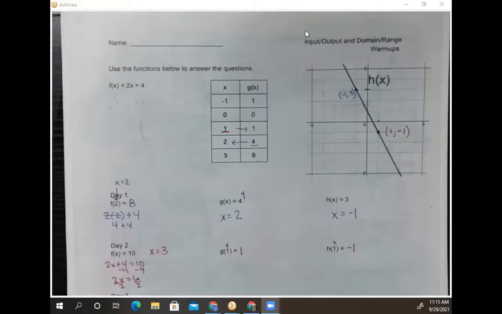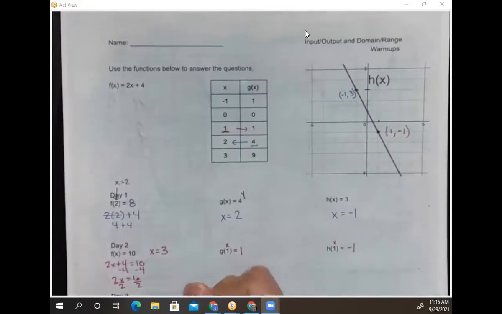Okay, we're going to start today with our warm-up problems. So we're on day 3. For our first problem today, we're looking at f of x to start. And what we have here is that f of x equals 20.